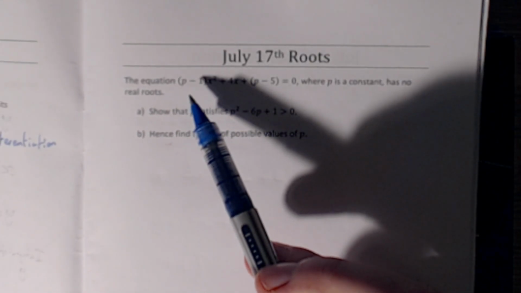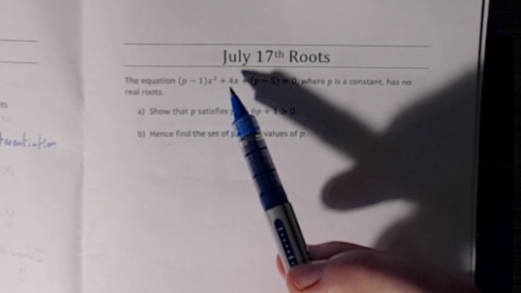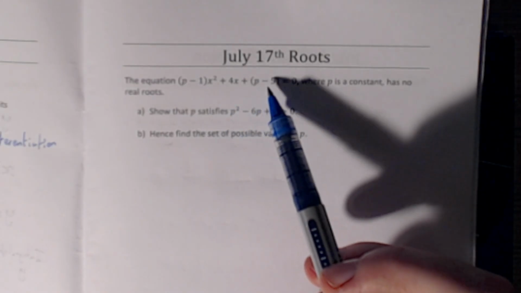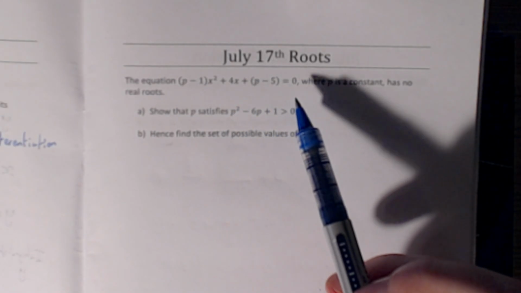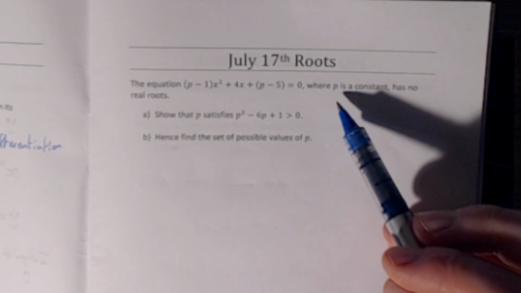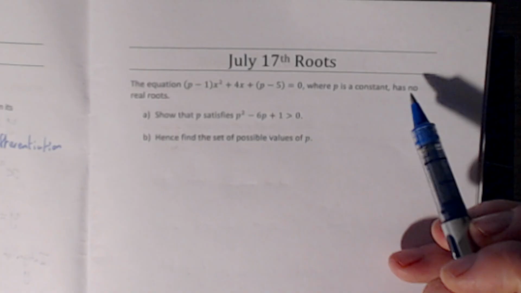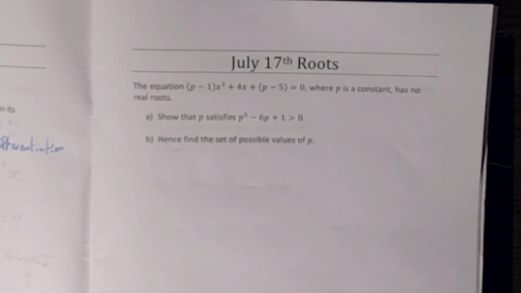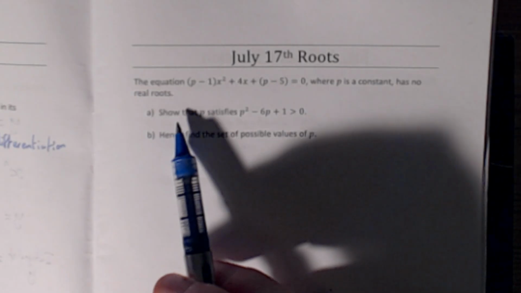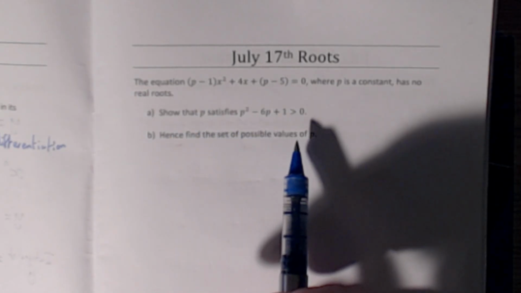Here we have an equation, (p minus 1)x squared plus 4x plus p minus 5 is equal to 0. This is a quadratic equation. p is a constant, and we're told that this equation has no real roots. First thing we're asked is to show that p satisfies this inequality.